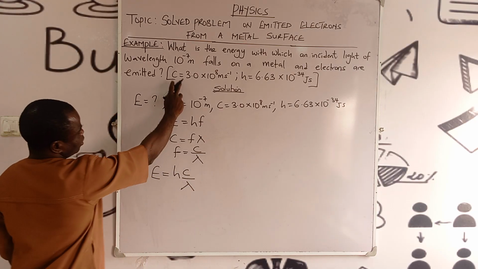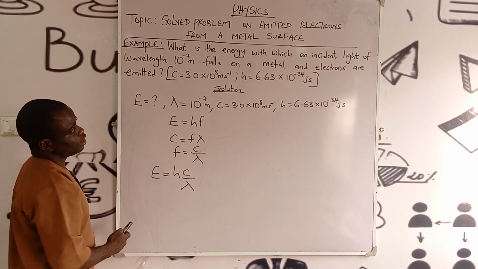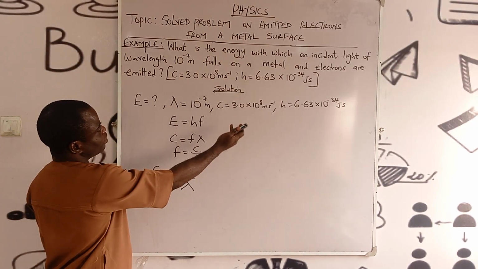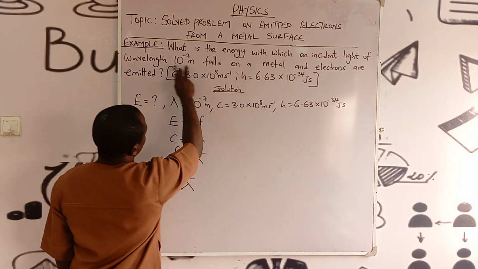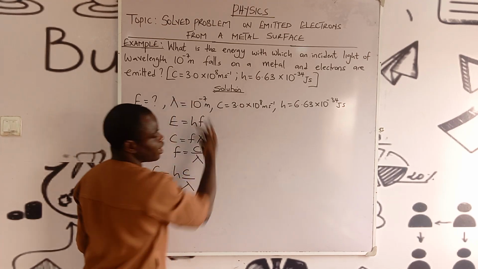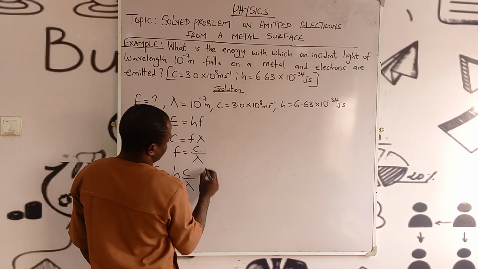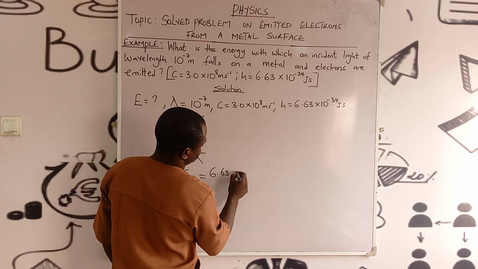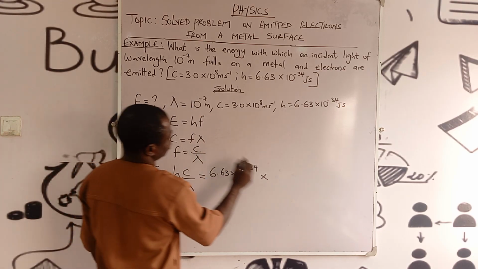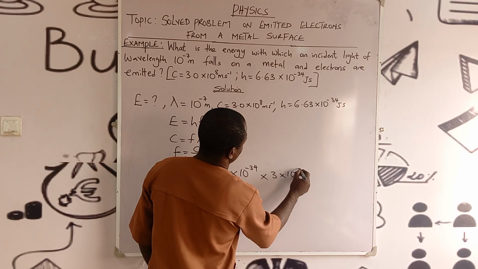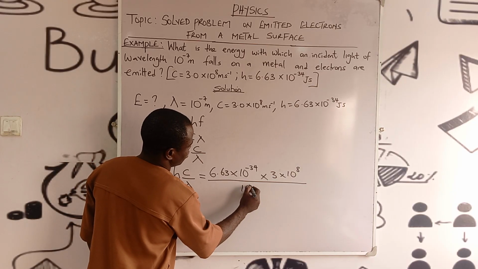You can see the speed given to us. You can see the question: what is the energy with which an incident light of wavelength falls on the metal and electrons are emitted. Now let's substitute our values. The Planck constant 6.63 times 10 raised to power minus 34, multiplied by our speed 3 times 10 raised to power 8, divided by wavelength 10 raised to power minus 7.